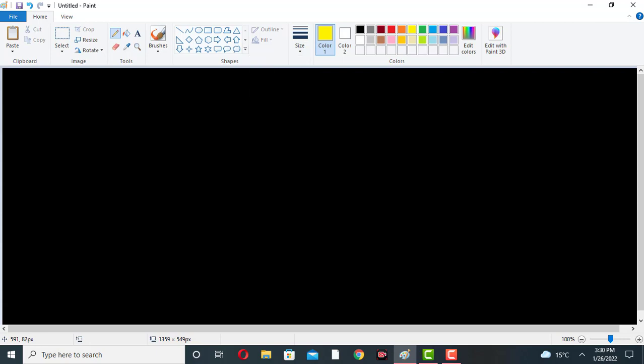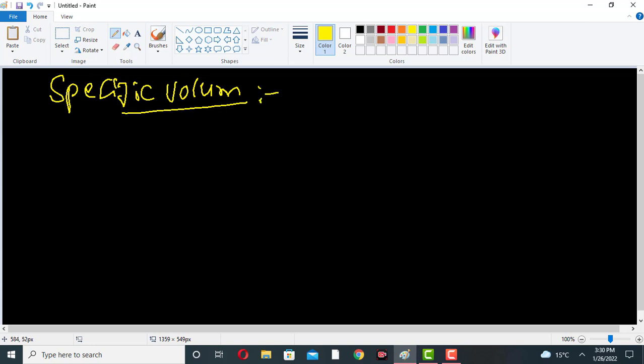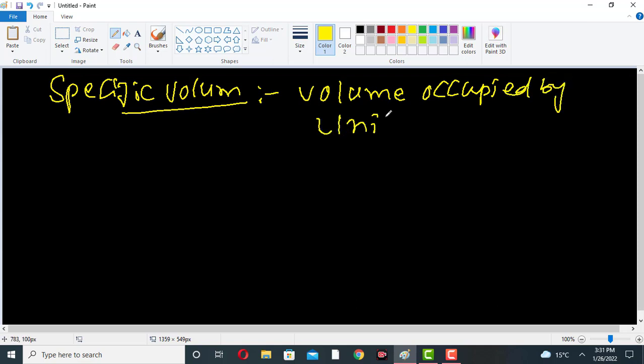Now there is another term which is called the specific volume of the fluid. Specific volume is nothing but the volume occupied by unit mass of the fluid.